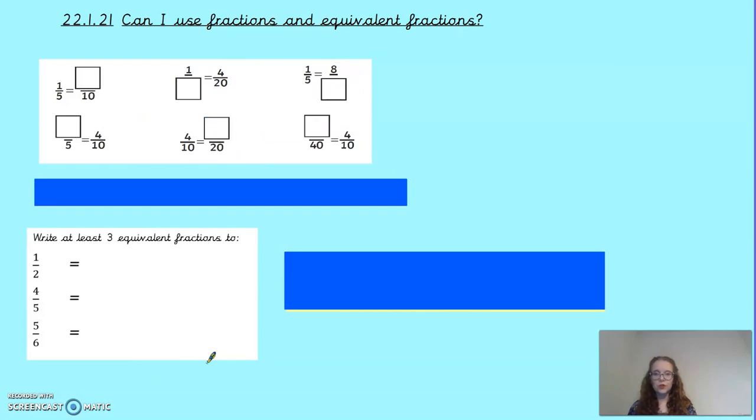Okay, now it's your turn. Have a go at these equivalent fractions. Can you fill out these missing blocks? And then after you've done that, can you write at least 3 equivalent fractions to these numbers? Which means you can have any equivalent fractions, but you get to decide how you're going to find them. Now, top tip, remember, whatever you do to your denominator, you must do to your numerator and vice versa. Okay, pause me and have a go. And then in 3, 2, 1, I'm going to show you the answers.